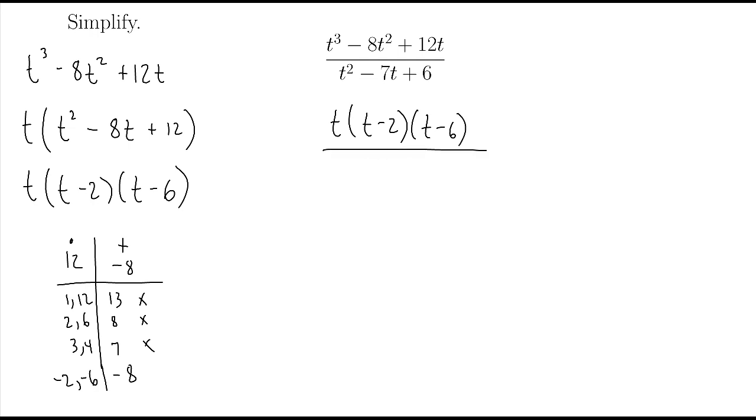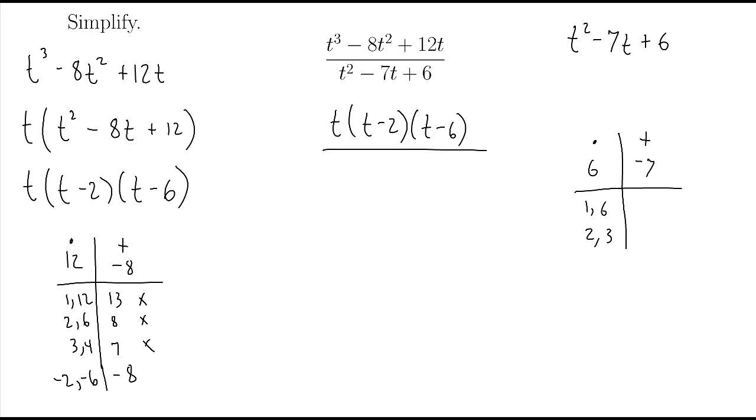Okay, to factor the denominator, t squared minus 7t plus 6, I will look for a common factor first, which I don't have any. So the next thing I would do is try to find two numbers that multiply together to be 6 but add together to be negative 7. Okay, well, 1 and 6, 2 and 3. Those are options that multiply together to be 6. Let's see what they add up to. 1 plus 6 is 7. That's not good. 2 plus 3 is 5. That's not good. 1 and 6 were the closest.